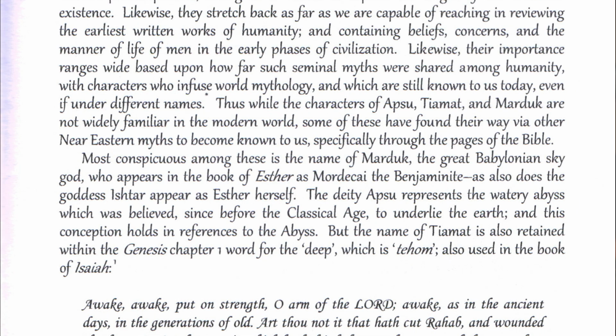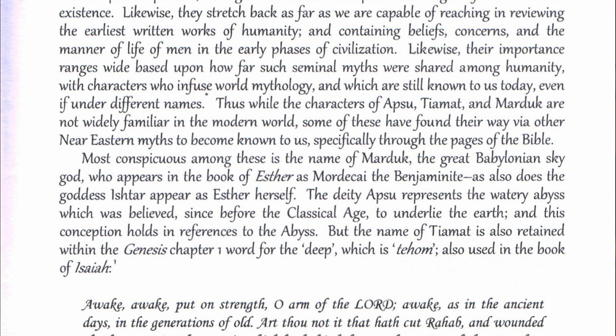Likewise, they stretch back as far as we are capable of reaching in reviewing the earliest written works of humanity and containing beliefs, concerns, and the manner of life of men in the early phases of civilization. Yeah, they're putting population control in here.